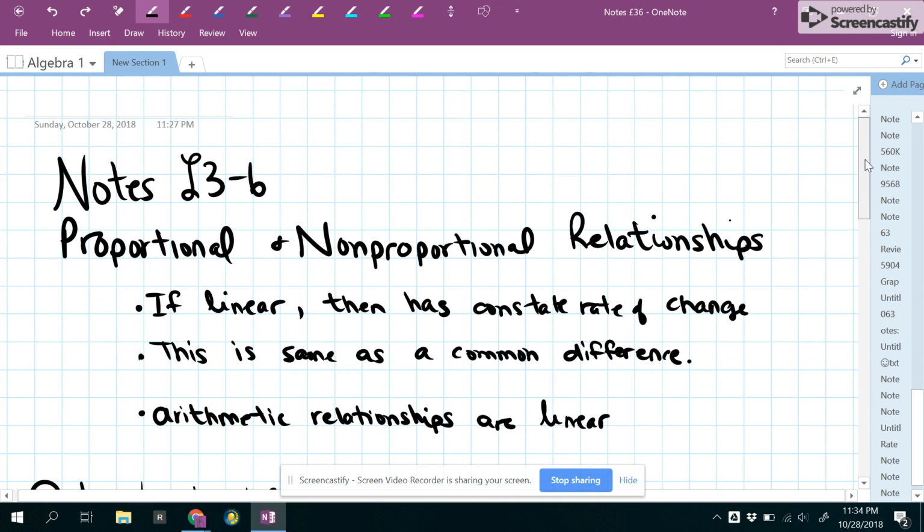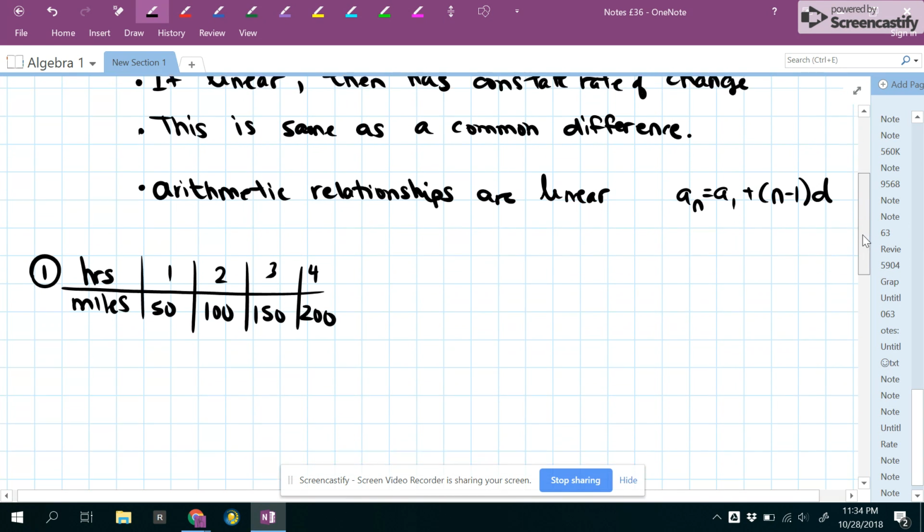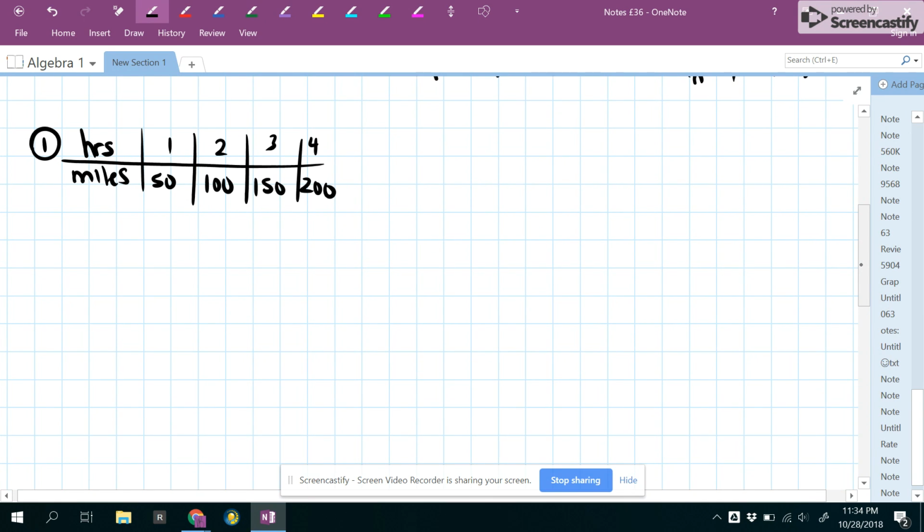And you know some important things about arithmetic relationships, such as a sub n equals a sub 1 plus n minus 1 times d. So here is our first example. Hours: 1, 2, 3, 4. Miles: 50, 100, 150, 200. The first thing in this lesson that you need to be able to do is to graph these ordered pairs and pick an appropriate scale. So please do that.